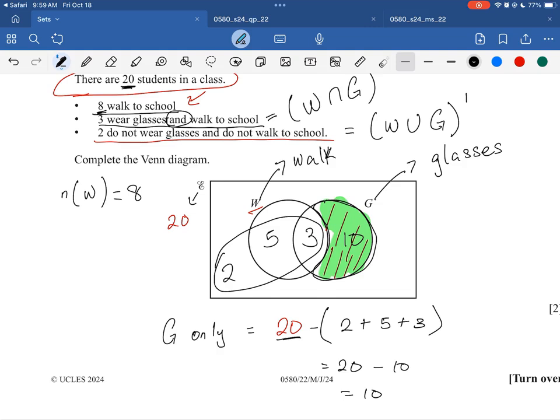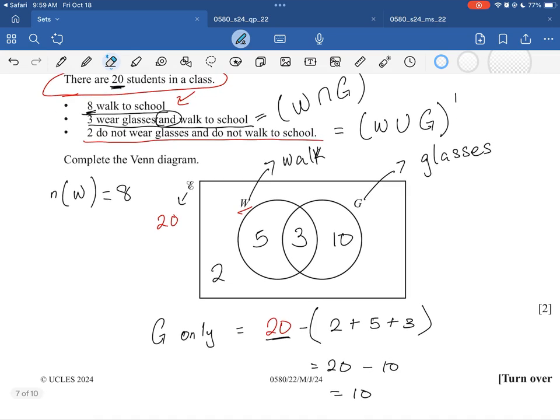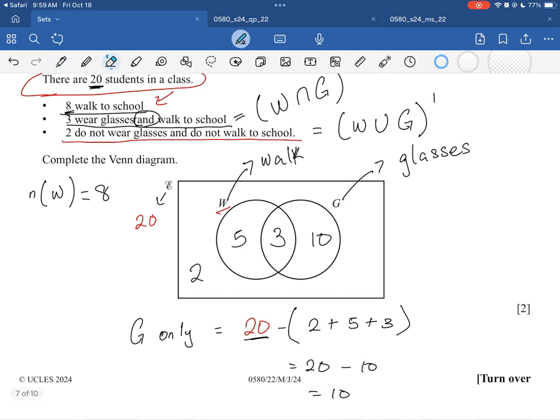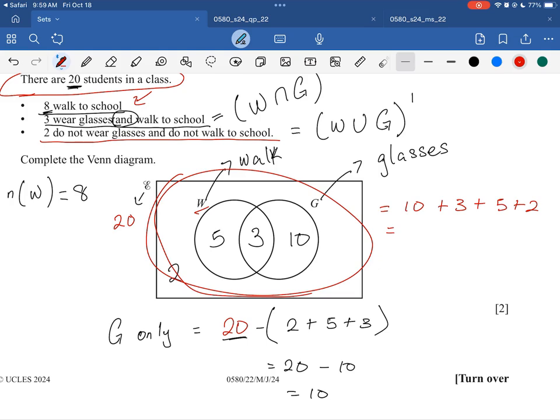Right. So then, to always double check whether you've gotten all the information from the question, you would add all the numbers inside this set and make sure it gives you 20. If it doesn't give you 20, then go back, something is wrong. So this 10 plus 3 plus 5 plus 2. 10 plus 3 is 13, plus 5 is 18, plus 2, 20. We have a total of 20.